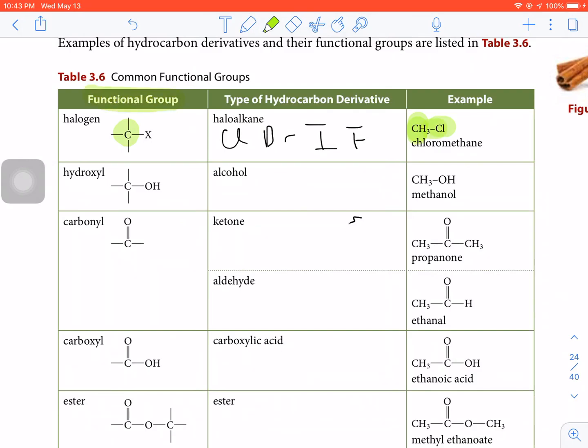These are the functional groups, right? And these are the families or the hydrocarbon derivatives that we're going to be talking about. Probably one of the most important ones in all of organic chemistry are a group of hydrocarbon derivatives called alcohols. Now, when I say alcohols, there's thousands of different types of alcohols in the world.